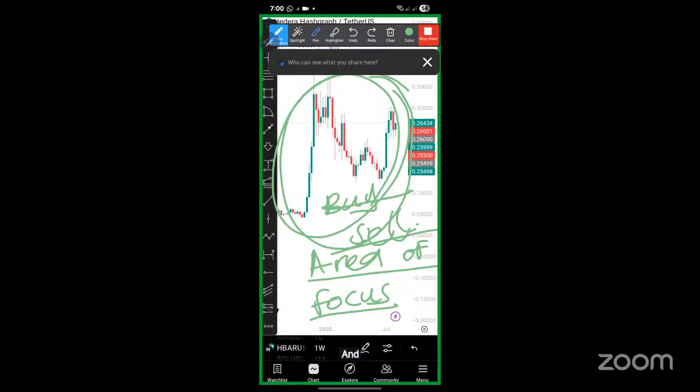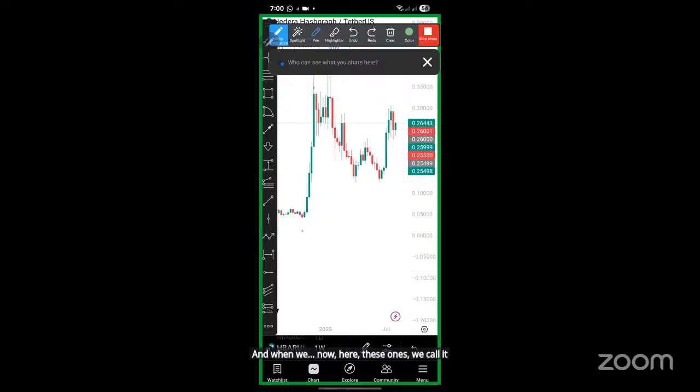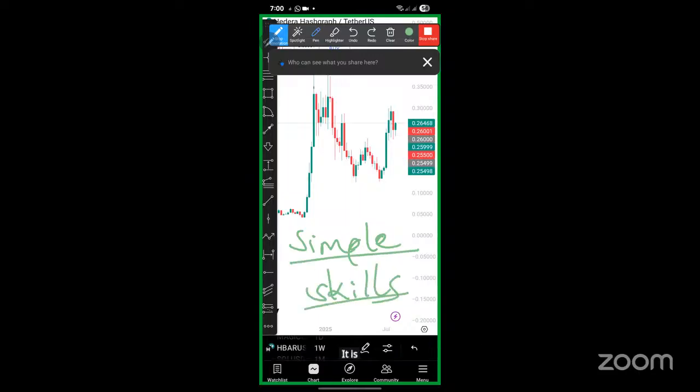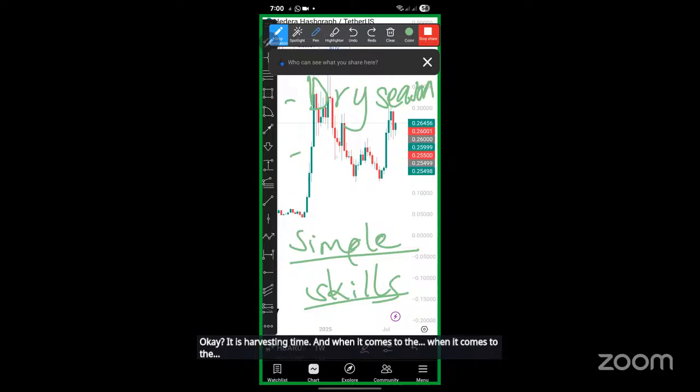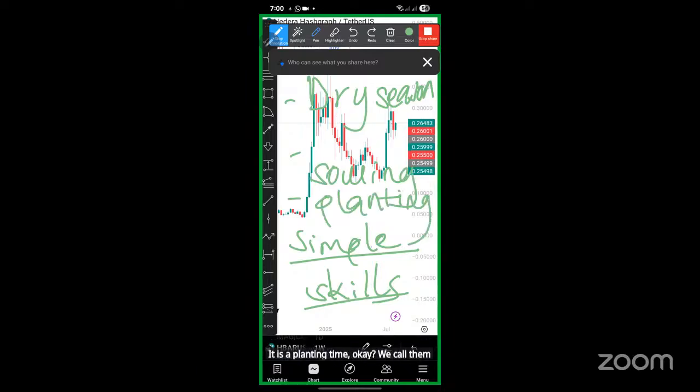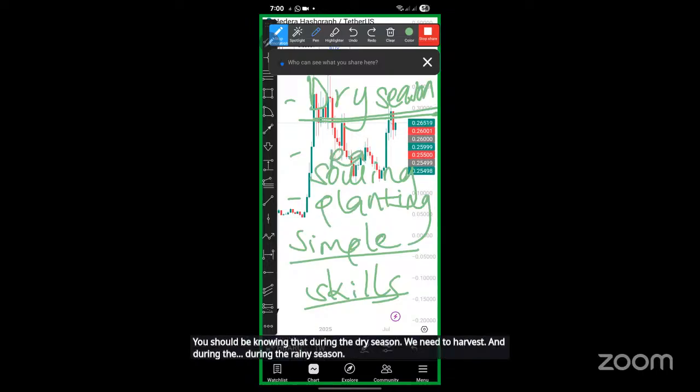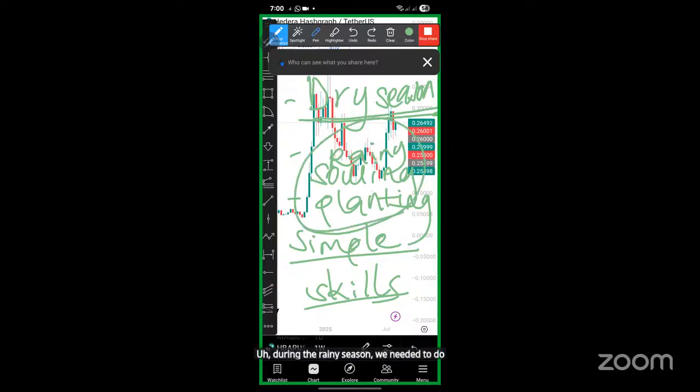These ones we call simple skills. Why do we call them simple skills? It is like knowing a season: in the dry season, it is harvesting time, and when it comes to the wet season, it is a sowing time. It is a planting time. We call them simple skills. You should be knowing that during the dry season, we need to harvest, and during the rainy season, we need to plant our seeds.